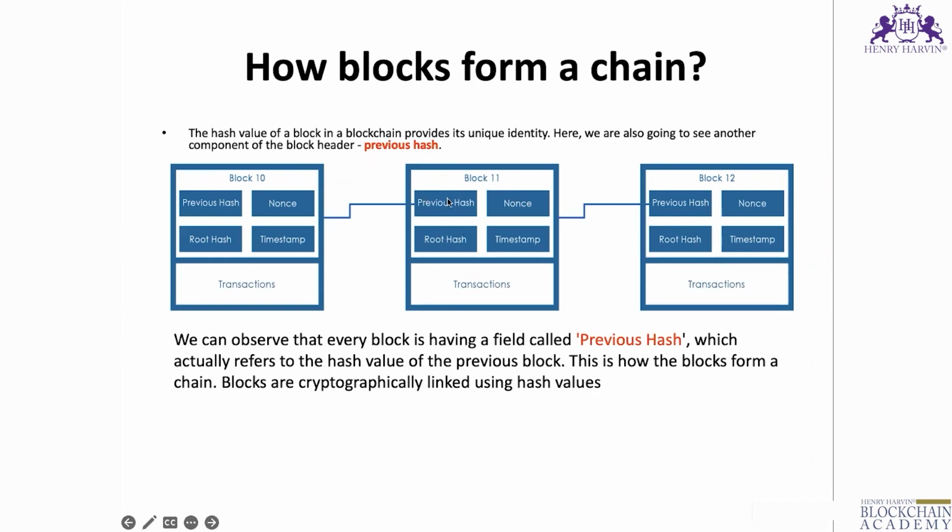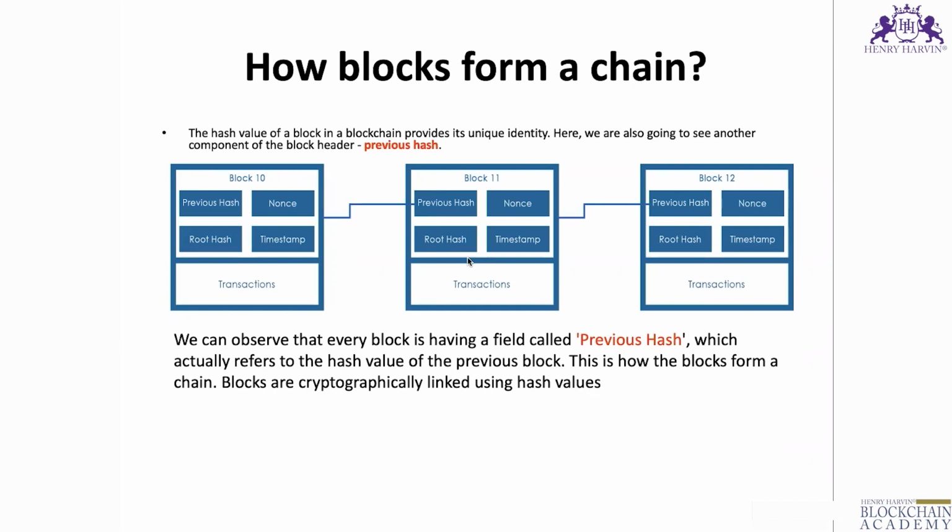And what about the previous hash? Previous hash is nothing related to block number 11. Block number 11 has a previous hash field. Here we are storing the hash value of the previous block, that is block number 10. The hash value of block 10 will be stored in the previous hash field of block number 11. This is how the blocks form a chain.